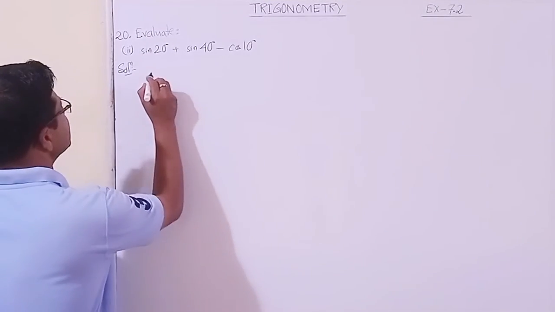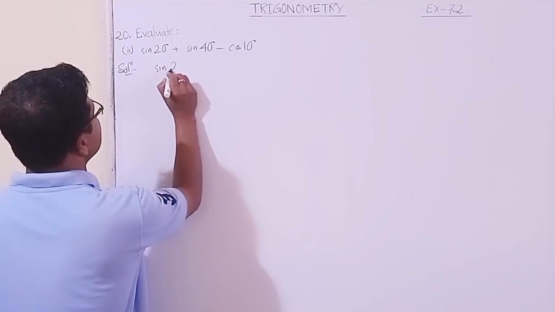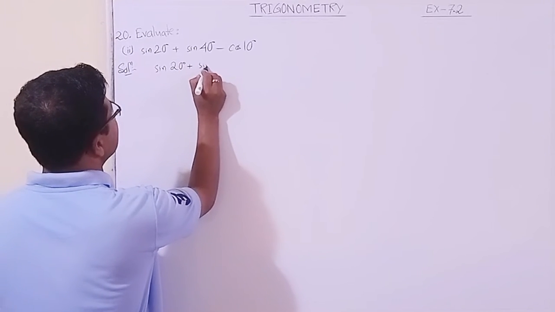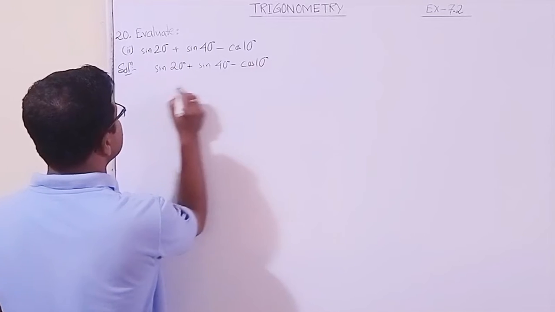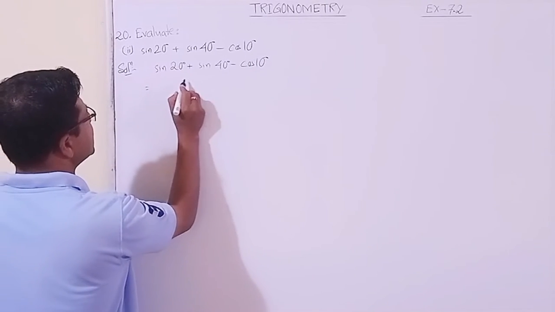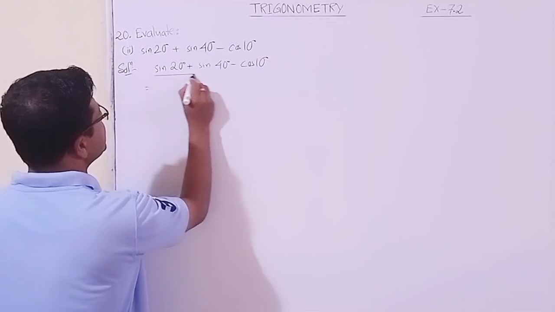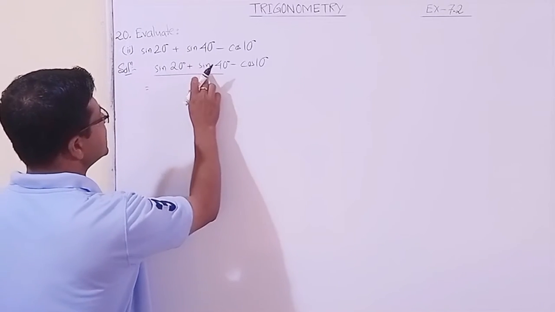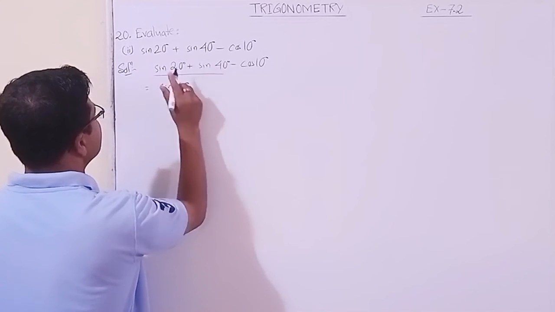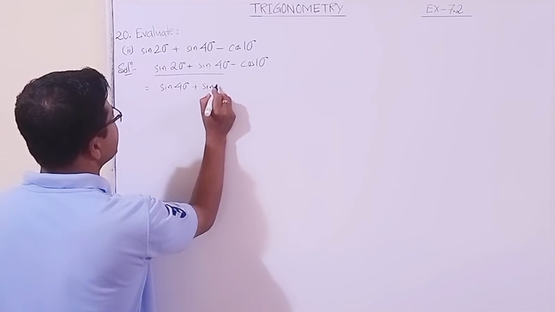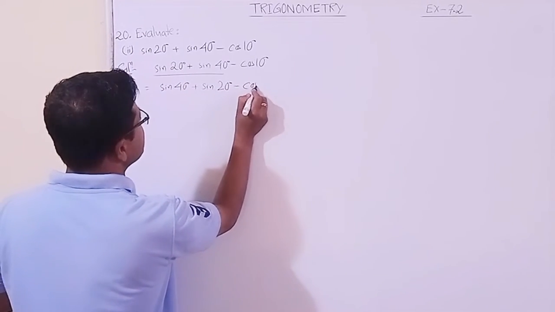Alright, now let us take the second one. Now in the second sum, let us write the question: sine 20 plus sine of 40 degree minus cos of 10 degree. What is the first step? First step is always shuffle it, the bigger angle. At first we have to do this function, is not it? Because sine is here. Sine 40, then sine 20 degree, minus cos 10 degree.